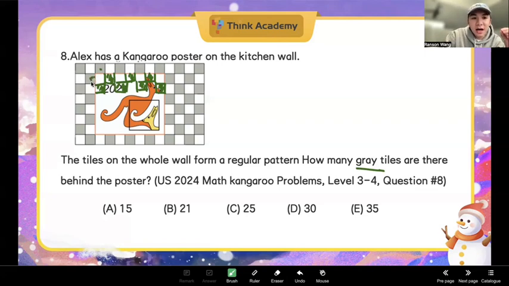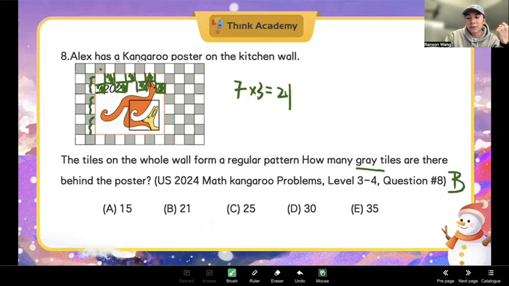So you can see here I have 1 two rows, 2 two rows, and 3 two rows. And inside each two rows, how many grays do I have? 1, 2, 3, 4, 5, 6, 7. 7 grays. And in total, I have 3 sets of rows. So that's 3 times 7, which is equal to 21. So option B is actually the correct answer.